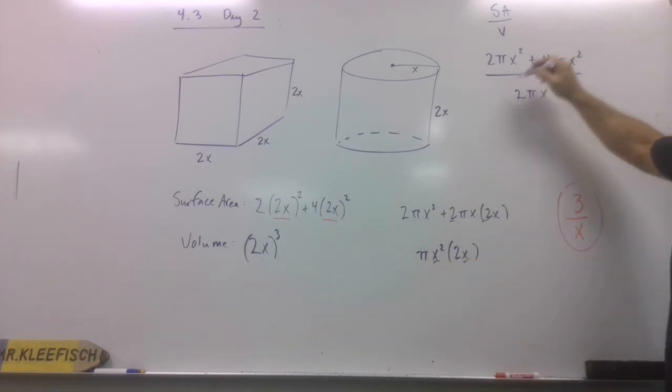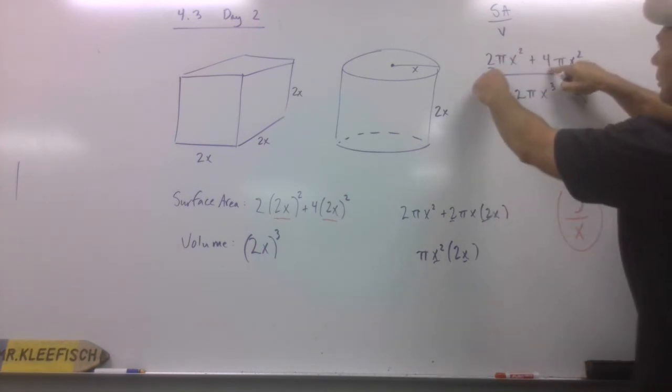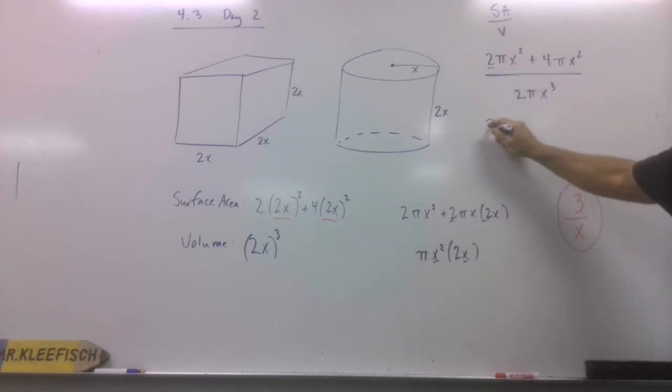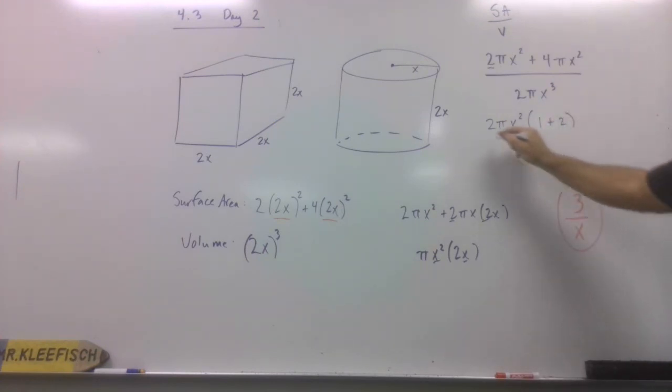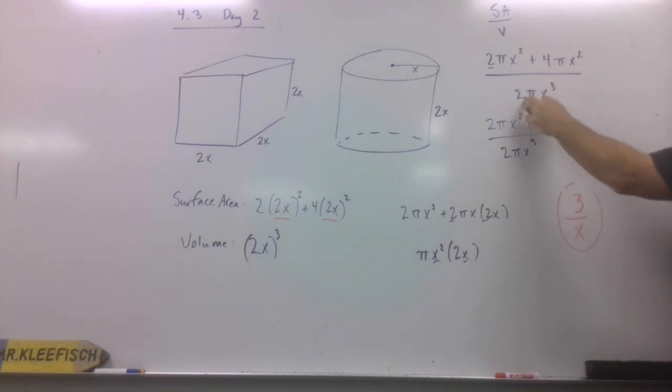Factor, factor, factor, factor. There's a lot I can factor out. A 2 goes into 2 and 4. I see a common pi and x squared. So I'm going to take all that out. 2 pi x squared. I'm left with 1 plus 2 all over. Nothing I can do here, but it's 2 pi x cubed. So I can't factor that because that's one term.